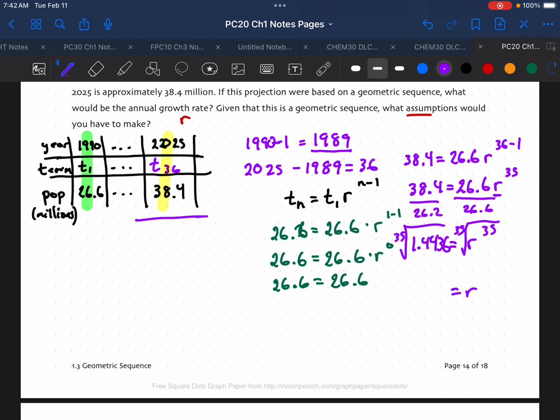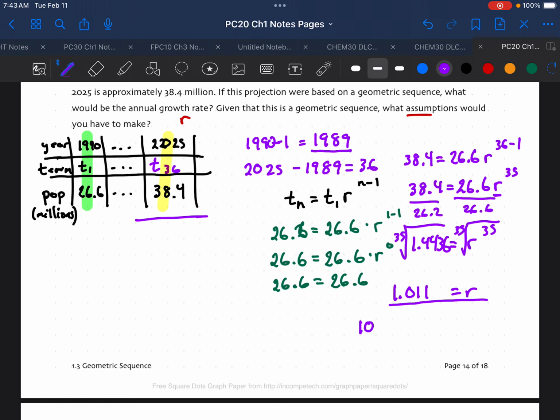Desmos allows you to do the 35th root. It's not too hard. Your regular calculator might not. I'm not 100% sure, but I've got a calculator here that does this. And I type in 35th root of this. I get 1.0105, so 1.011. That's my r. Now, the actual value I've got is 1.010545104449, but we'll round it to that.